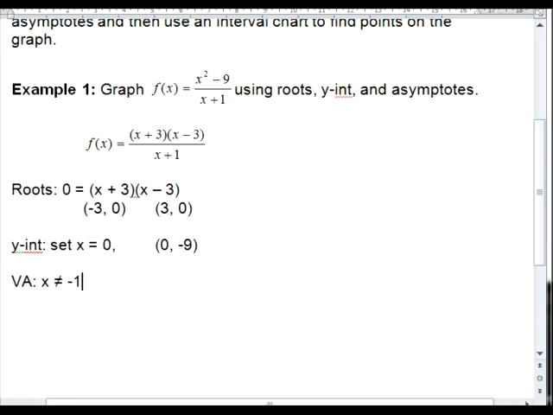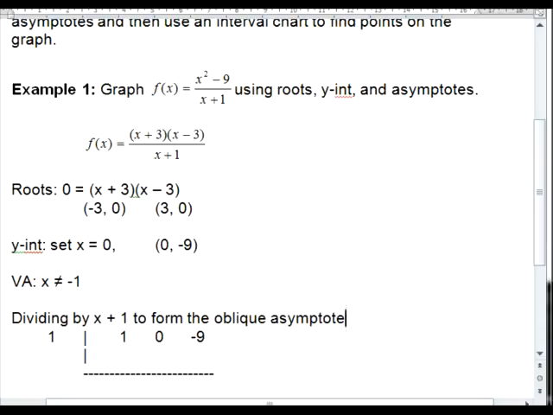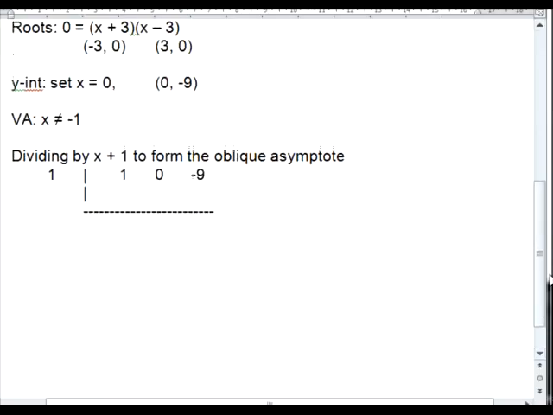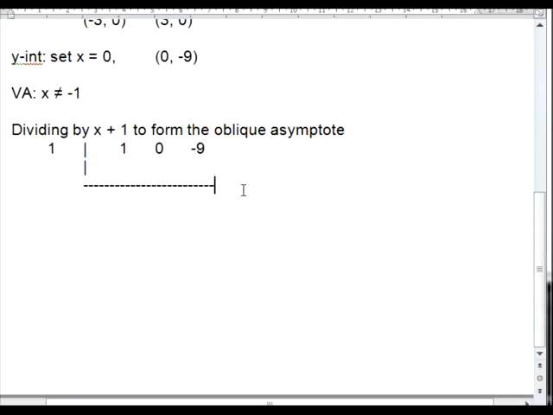So we're going to use long division to find out what the equation is going to be, or synthetic. You guys like synthetic, so I'll do synthetic. So I'm going to do a 1, 0, negative 9, and this is synthetic division. I'm dividing by x plus 1 to form the oblique asymptote. Please note you had to put a 0 in there because that's x squared minus 9.